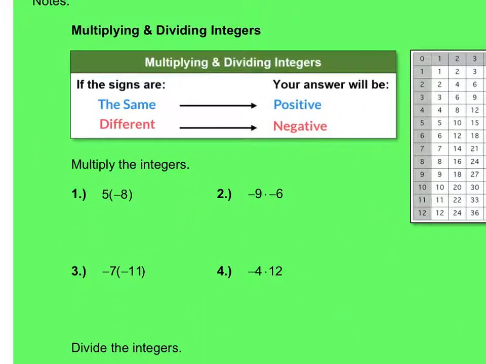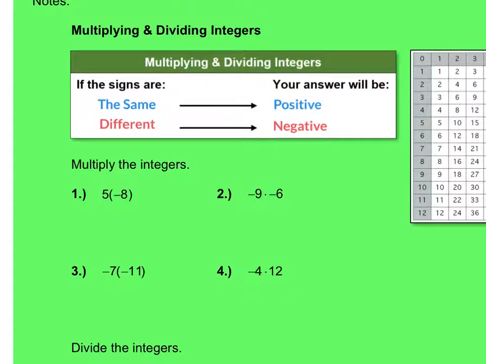The rule is for multiplying and dividing integers, if the signs are the same, your answer will be positive. If the signs are different, your answer will be negative. Now, one thing is to not confuse these rules for the rules for adding and subtracting. These are the rules for multiplying and dividing.